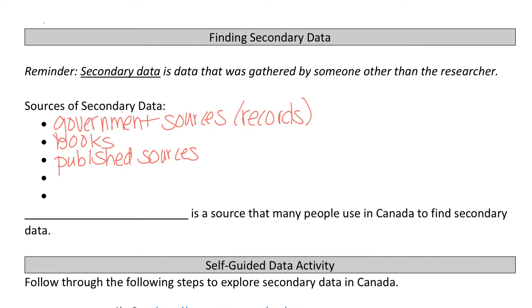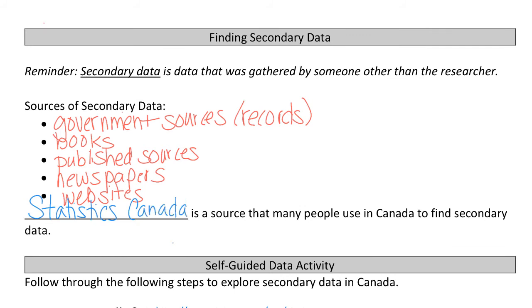So a medical journal where people post their data or their research findings. We could take a look at newspapers and websites. And again, it's really important to take a look at the source of where this data comes from and make sure that it's a reputable source. So the most reputable, or the place that people in Canada usually go to, would be Statistics Canada. So Statistics Canada is a source that many people use in Canada to find secondary data.